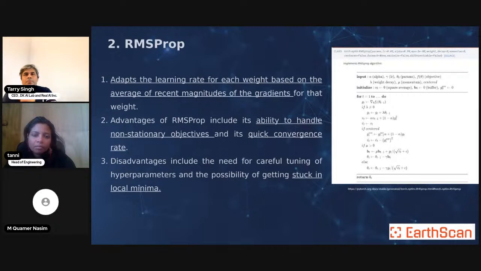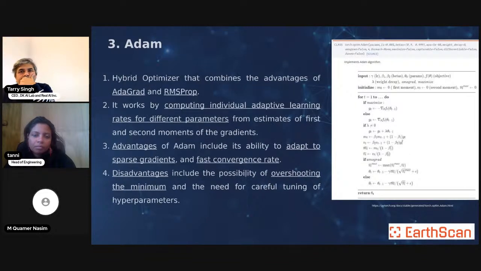so you have to be careful while doing hyperparameter tuning. Moving on to the third optimizer, it's actually a hybrid optimizer, the Adam optimizer, based on Adagrad and RMS prop, where again it computes the adaptive learning rate for each parameter instead of relying on a single learning rate itself. The advantage here, similar to RMS prop, is that it can converge fast and it can also adapt to sparse gradients. One disadvantage is that it can overshoot the minimum, or basically the global minima.